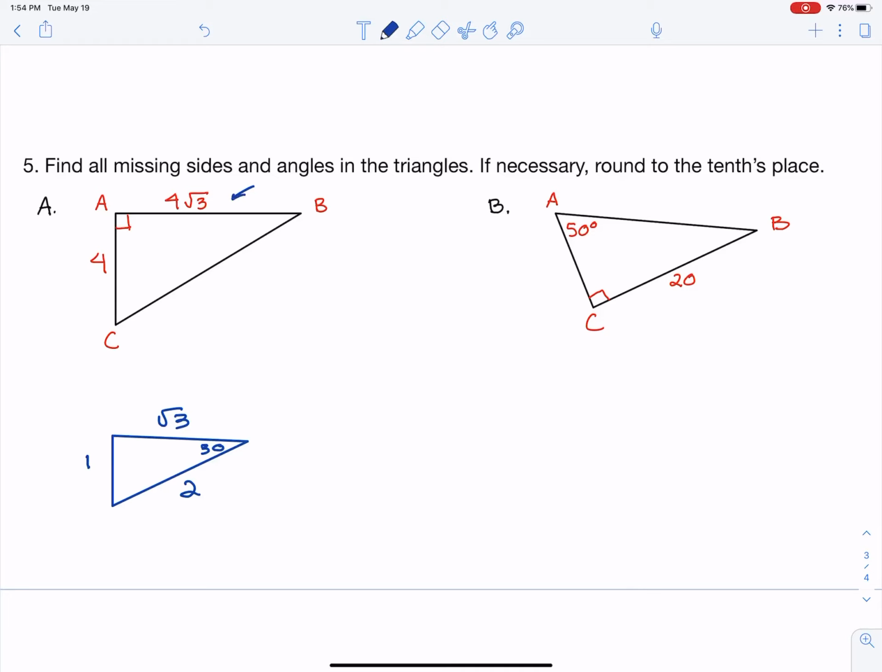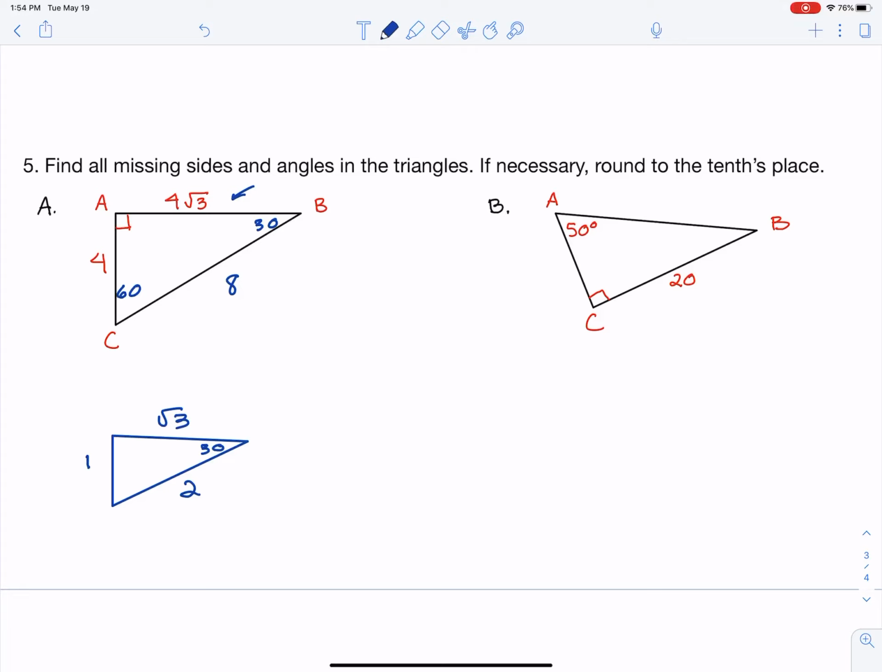So because of that, this has to be a 30, 60, 90 triangle. So that means the hypotenuse has to be double the short side. So the hypotenuse has to be 8, which makes this small angle equal to 30, and the large angle equal to 60. Okay, easy peasy.